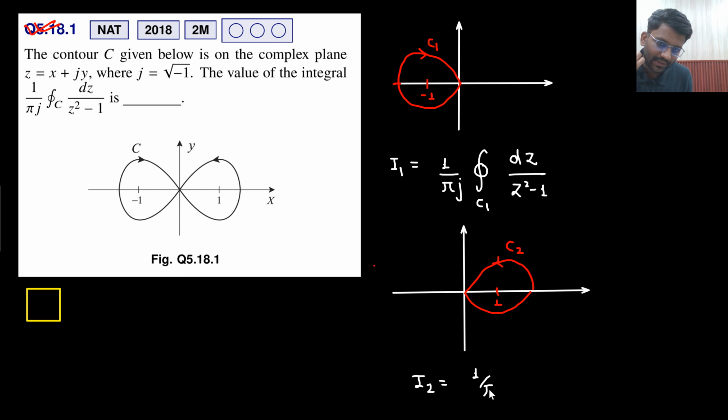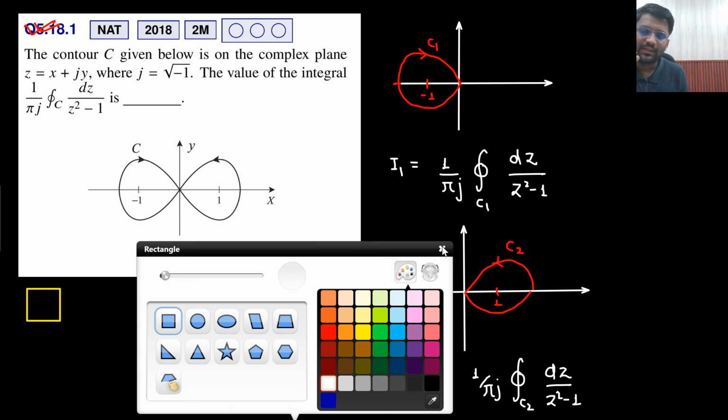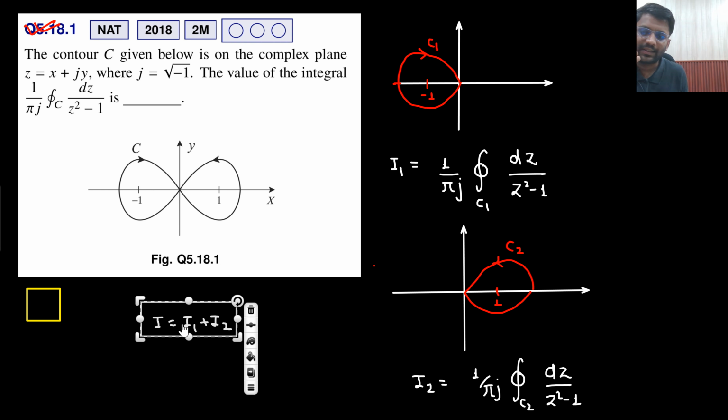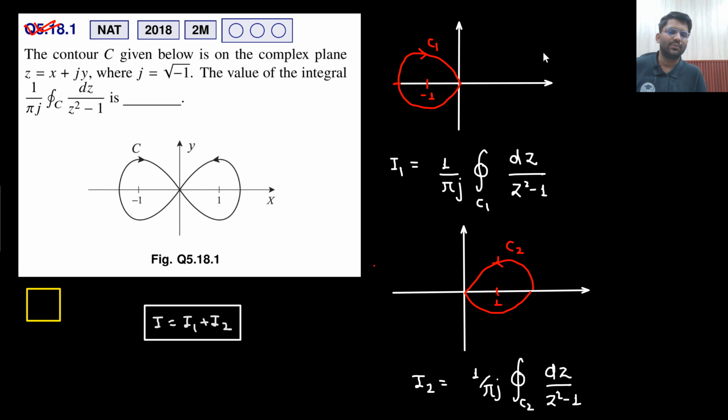I will solve another integral I2, which will be 1 by pi j, closed line integral over C2, dz upon z square minus 1. And then my final answer will be I equals I1 plus I2. That would be the final answer. Is that clear or not? Is there any problem? Absolutely not, sir. You solve this one and get the answer. Where will be the problem?